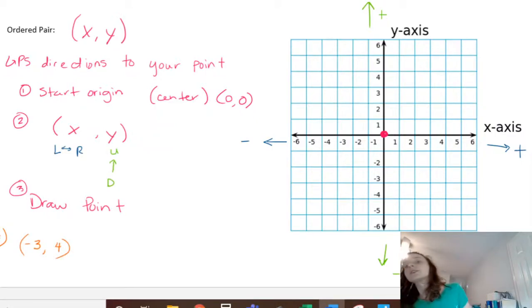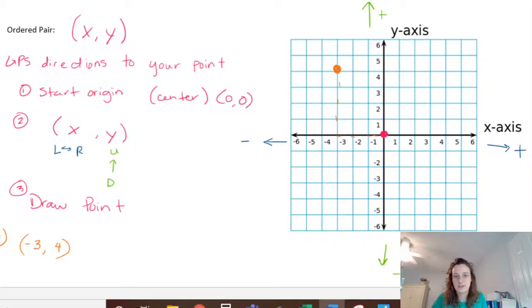-3, 4. Make sure you can see it. Okay, -3, 4. Then you're going to come over here, start at the origin, and come across to the left. 1, 2, 3. So now I'm at 3, but that's not where I want to stay. So now I'm going to go up 4 units. 1, 2, 3, 4. So here's where I will plot my point.